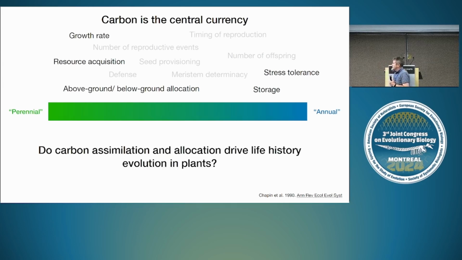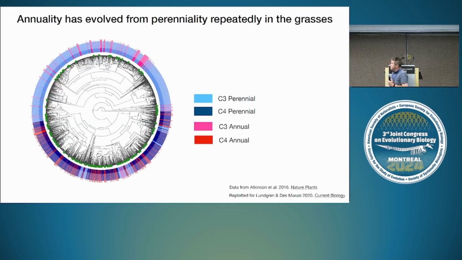So really, the question more broadly for this part of my group is asking whether or not carbon assimilation and allocation really drive life history evolution in plants. And the model that we're using to study this is grasses. So grasses have a wide range of different life history strategies. In addition to the classic C3 versus C4 photosynthesis, we see a tremendous number of evolutionary changes between usually perennial ancestors and derived annual lineages. And you can see across the phylogeny, all the green dots are a bunch of comparisons that we've been able to make between annual and perennial congeners.